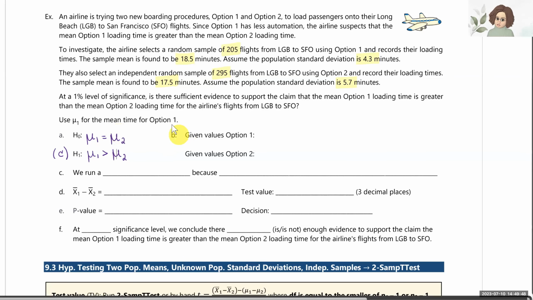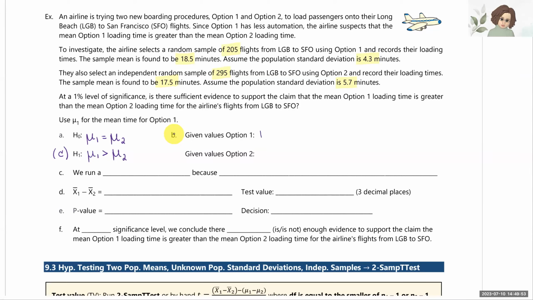All right, so let's summarize the given values here that we highlighted. So sample size using option 1, we just do subscripts here, n1, 205. That's sample mean, x bar for population 1. The sample mean taken for the option 1 loading times came out to be 18.5 minutes. And we're assuming the population standard deviation, sigma 1, is 4.3.